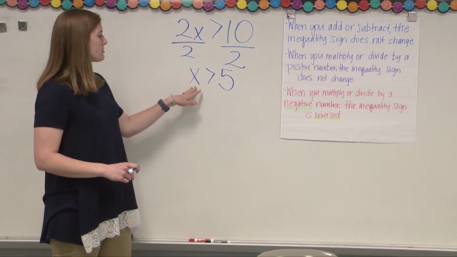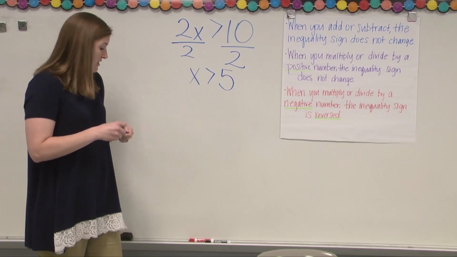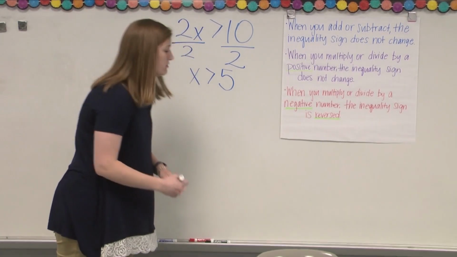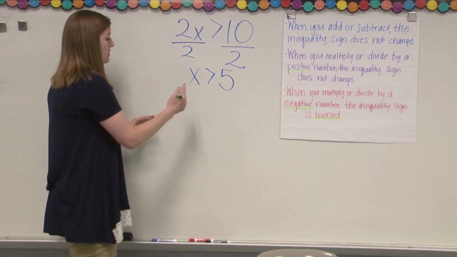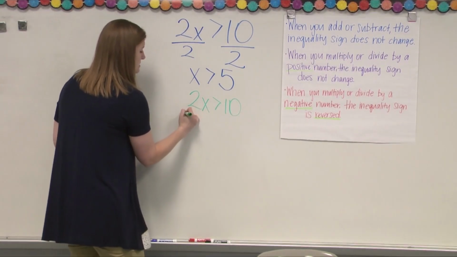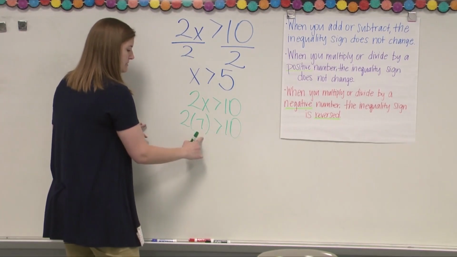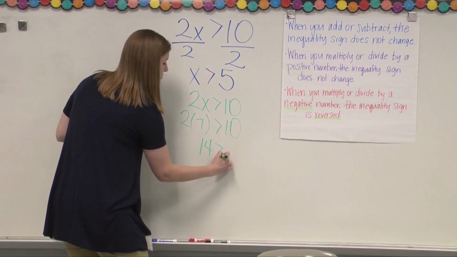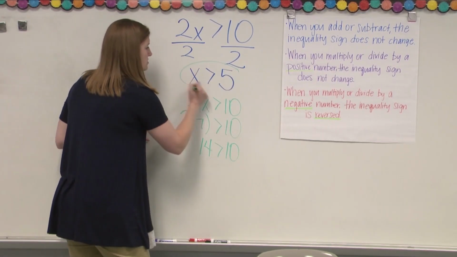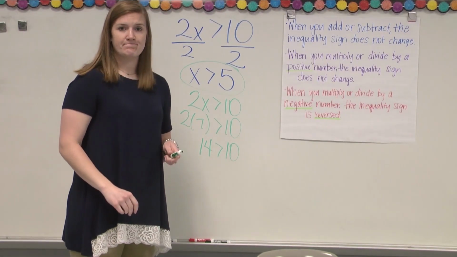Yeah, it means that any number that's greater than 5 is going to satisfy this inequality. Let's pick a number and prove that. Well, 7 is greater than 5. So if I go back to my original inequality and I substitute 7 in place of x, 2 times 7 is 14, and 14 is greater than 10. So x is greater than 5 is the answer to this inequality. Okay?